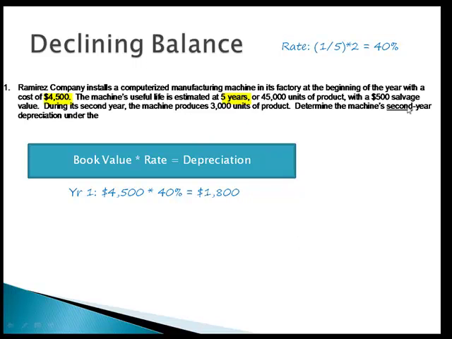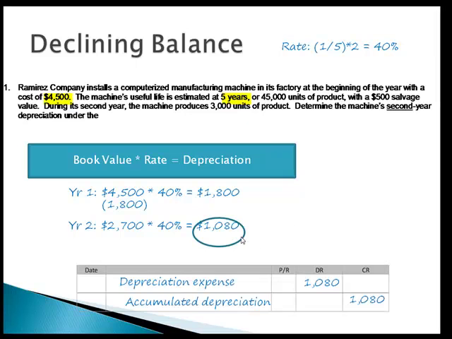Okay, that's year one. But remember, the question is asking for the second year. So how do we get book value in year two? We're going to take cost minus the accumulated depreciation, which at this point is only $1,800. So cost minus accumulated depreciation gives us $2,700 book value, times 40% means that depreciation expense in year two will be $1,080. Okay, and we can record that in our journal entry: depreciation expense $1,080, accumulated depreciation $1,080.